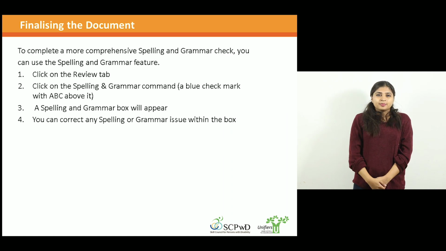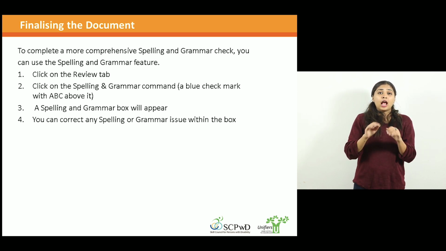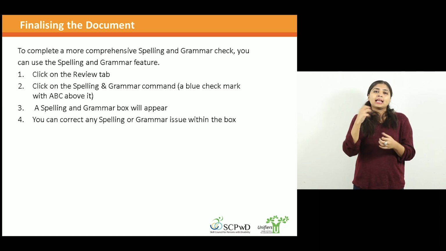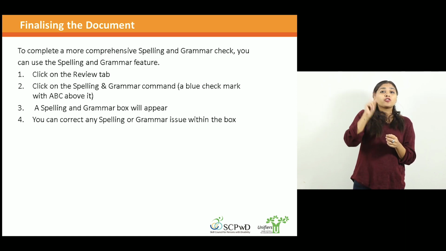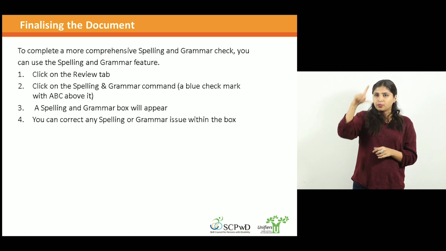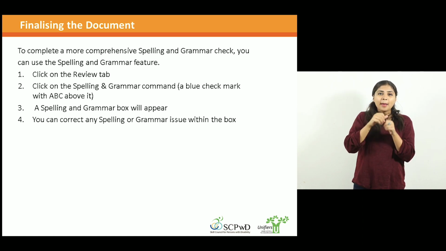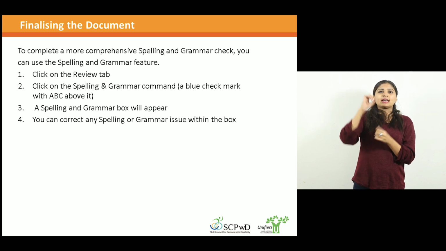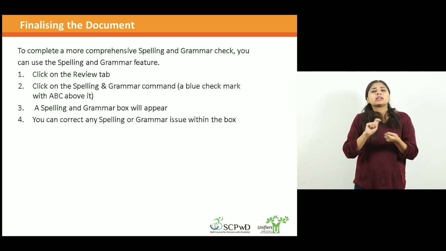To complete a more comprehensive spelling and grammar check, you can use the Spelling and Grammar feature. Click on the Review tab, click on the Spelling and Grammar command, a blue check mark with ABC above it. A spelling and grammar box will appear. You can correct any spelling or grammar issue within the box.